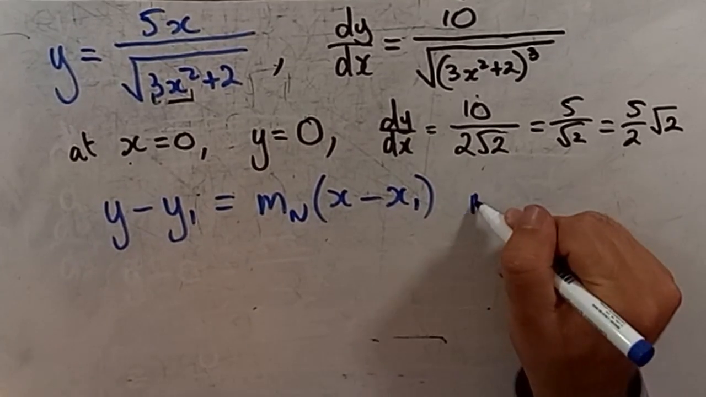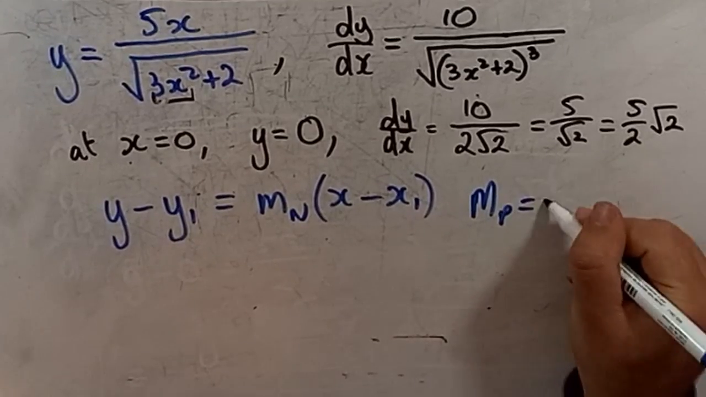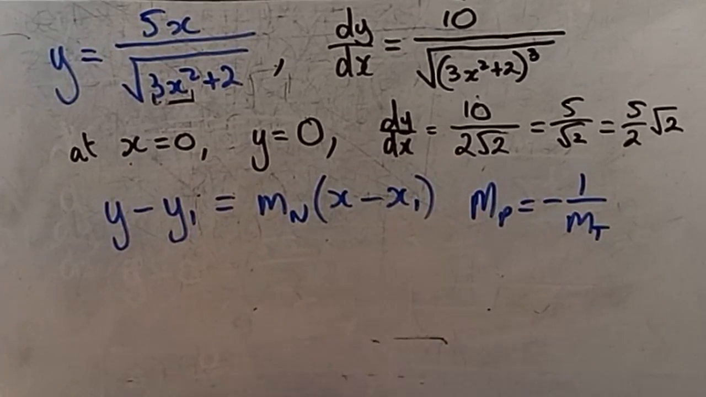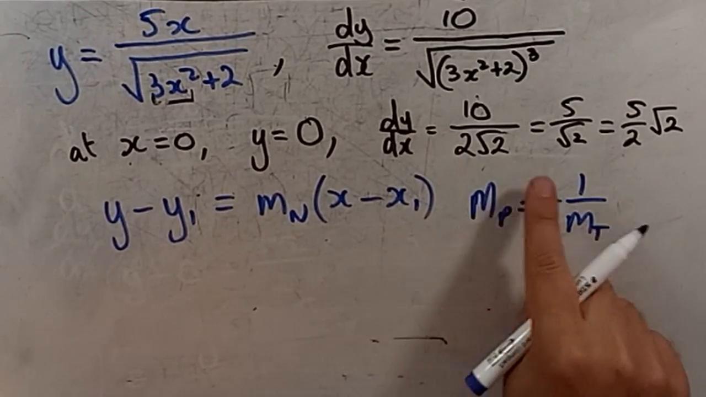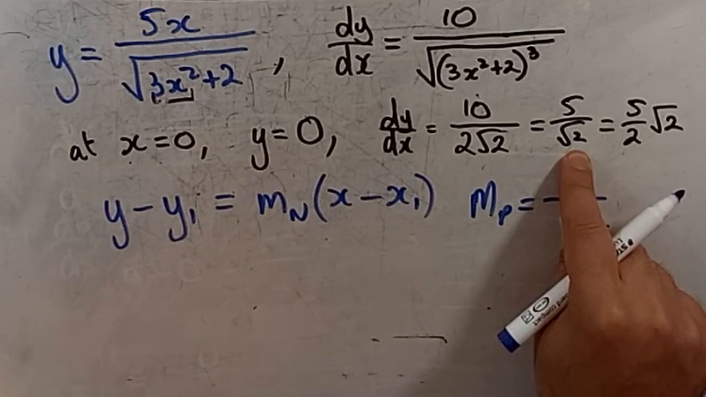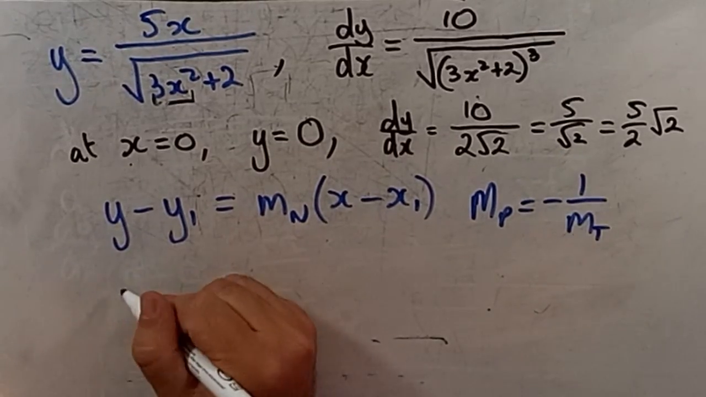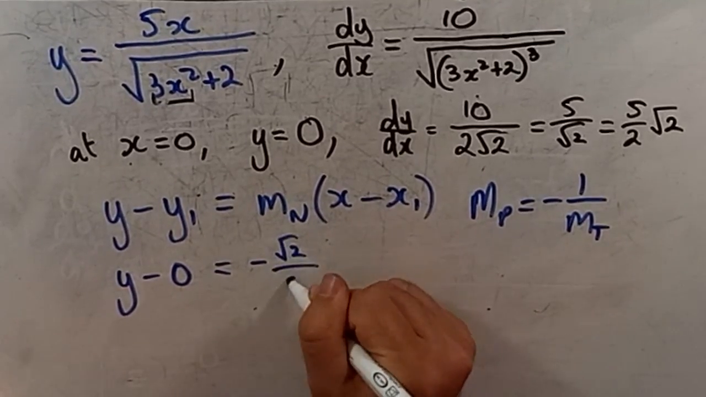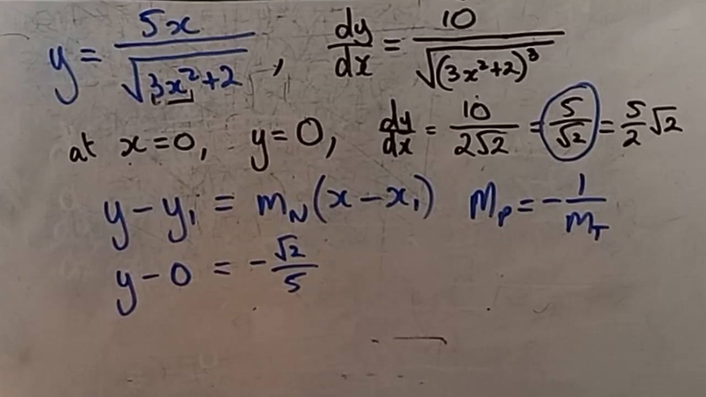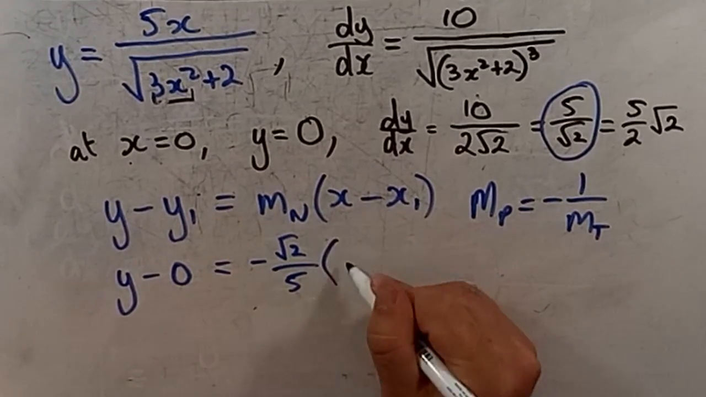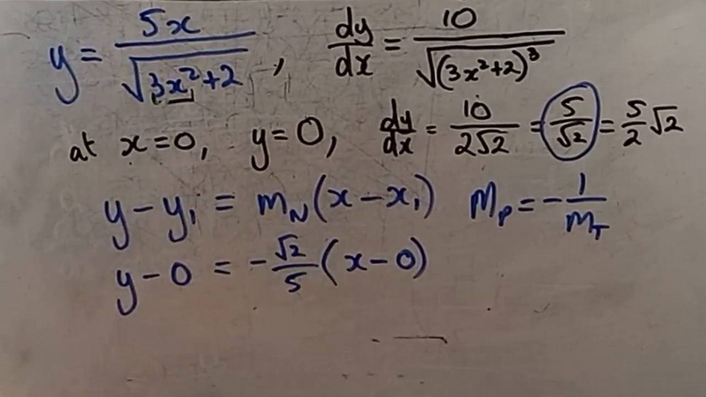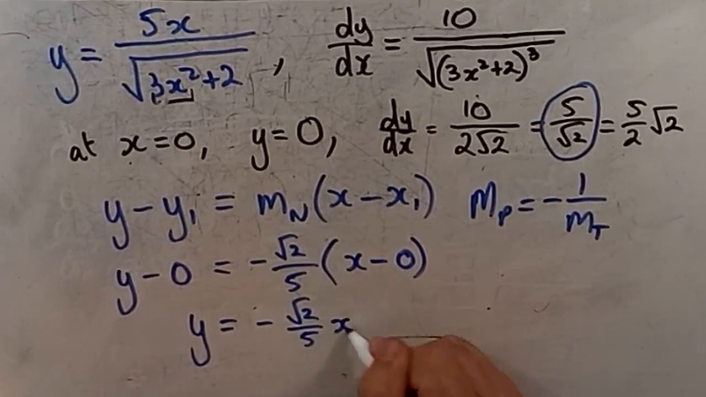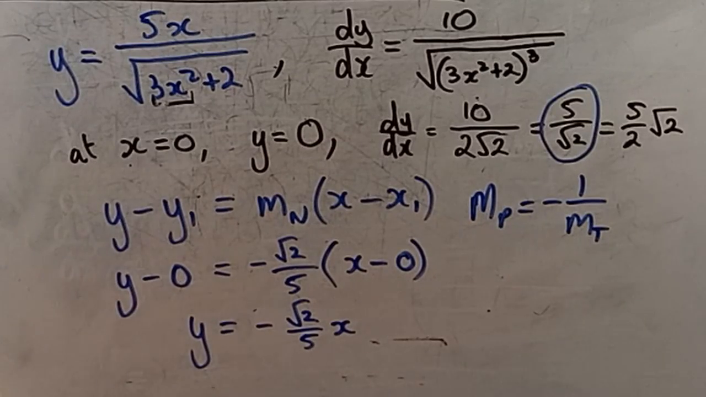So m perpendicular is the negative reciprocal of the gradient of the tangent. So I just take the negative reciprocal of this, and that's it. So let's take it back to here. It's going to be negative root 2 on 5. So I just go y minus 0 equals negative root 2 on 5, so that's the negative reciprocal of that one, x minus 0, because x equals 0 at this point. So I've got y equals negative root 2 on 5 x. And that's it. That's the equation of the normal at that point.